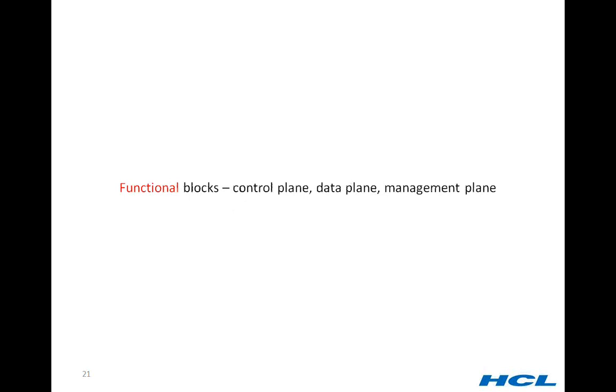There are three functional blocks of any networking device: the control plane, the data plane, and the management plane. Sorry, I think I skipped. This talks about the data plane. The data plane is all about forwarding the packets. It is responsible for deciding what you want to do with the packet.